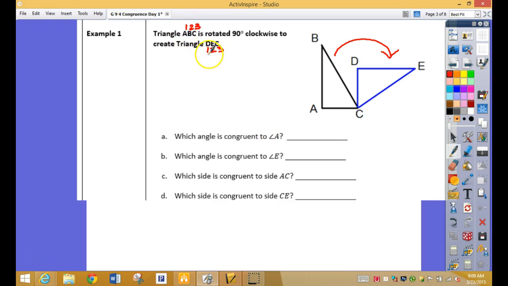Well, angle A is 1. What's the angle here that's 1? Angle D. Which angle is congruent to angle B? Angle E. Which side is congruent to AC? If it's AC, it's 1, 3. Can I put DC or CD, or either work? It has to be in the same order. AC is 1, 3, so it has to be DC.